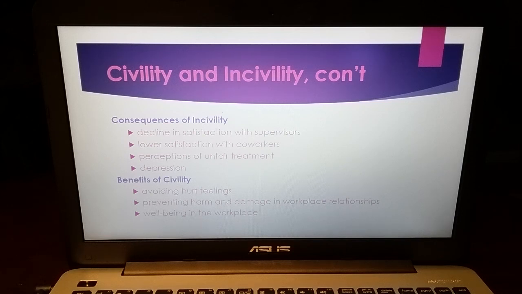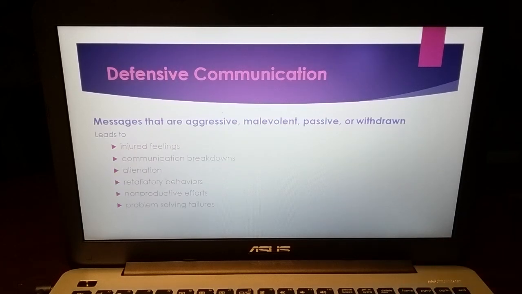It avoids any kind of hurt feelings. It doesn't damage any kind of workplace relationships, and it also increases well-being in the workplace, which we know for a variety of reasons is very important, but not the least of which is when we talked about stress in the previous chapters. Okay, defensive communication.